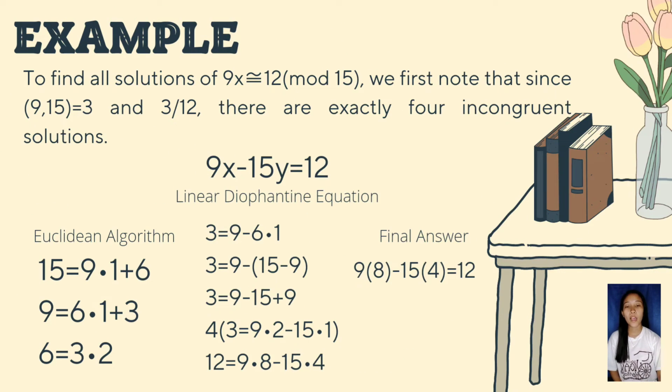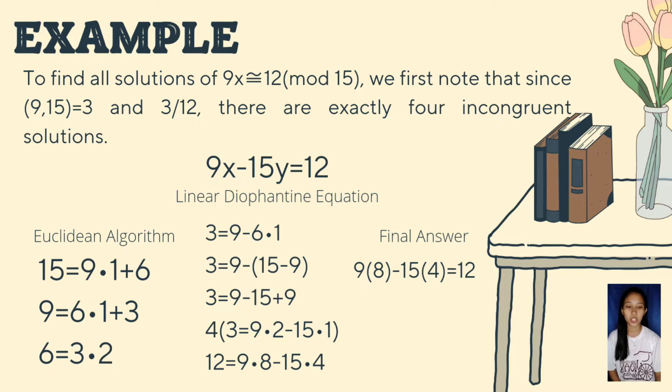For example, to find all solutions of 9x ≡ 12 (mod 15), we first note that (9, 15) = 3. The factors of 9 are 1, 3, and 9, and for 15, they are 1, 3, 5, and 15. So the greatest common divisor, or the greatest common factor, of these two is 3, and 3 divides 12. There are exactly 3 incongruent solutions. We can find these solutions by first finding a particular solution and then adding the appropriate multiples of 15/3 = 5.